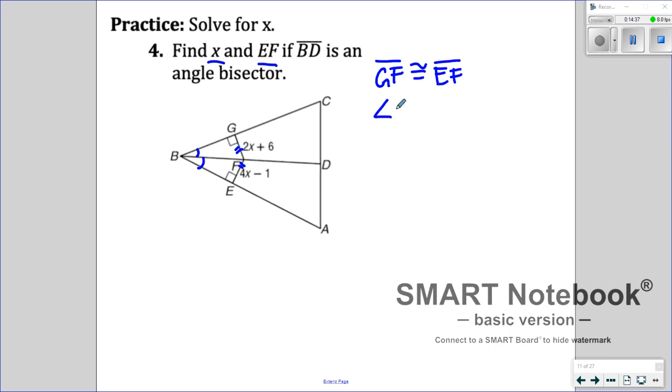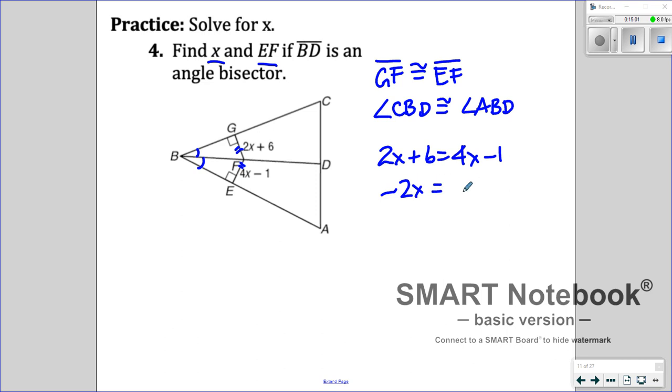And also, angle CBD is congruent to angle ABD. Alright, so now I know that these two are congruent to each other, I can set them equal to each other. So 2x plus 6 equals 4x minus 1. Do the work. This will be -2 on this side, and this will be -7. Yep, -7. And then I just divide 2 on both sides. I'm going to end up with a positive number, and that positive number is going to be 3.5. Alright, so I found x.